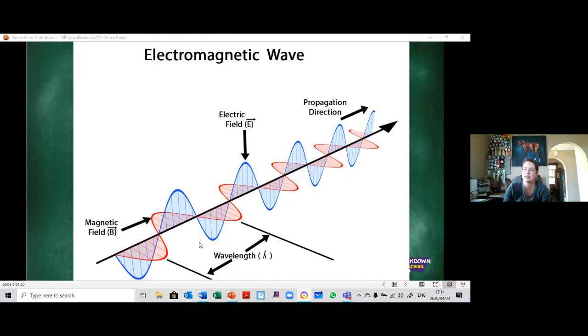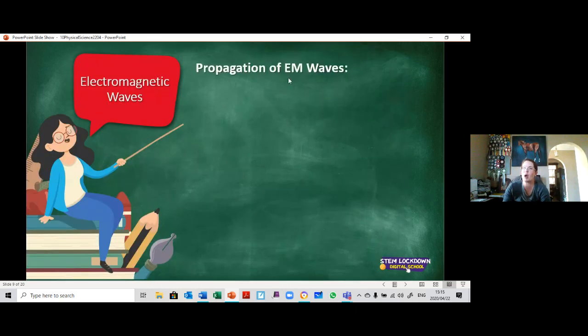Can you see that the magnetic field is 90 degrees to the direction of propagation? The electric field is 90 degrees to the direction of propagation. And if you look here and here, the electric field and the magnetic field are 90 degrees to each other. Okay, so I'm now going to give you this in word form. We call this propagation of EM fields.